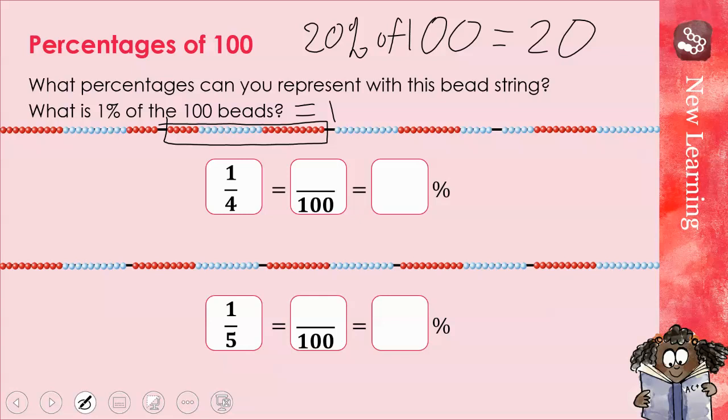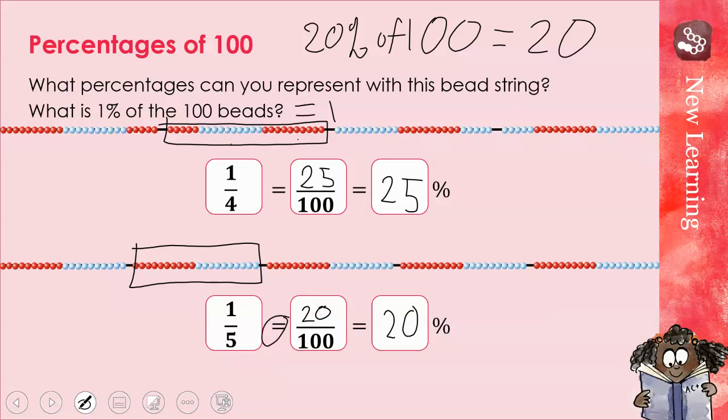Well, they're divided into groups of 10, so I've got 10, 20, 21, 22, 23, 24, 25. So I've got 25 out of the 100 beads, 25%, 25 out of 100. The same as if I was finding a fifth. Let's take one of the groups here. I can see that there's 20 beads, 20 out of the 100, 20%. Different ways of saying the same thing. That's why they have the equal sign between them, because they are all equal to each other.